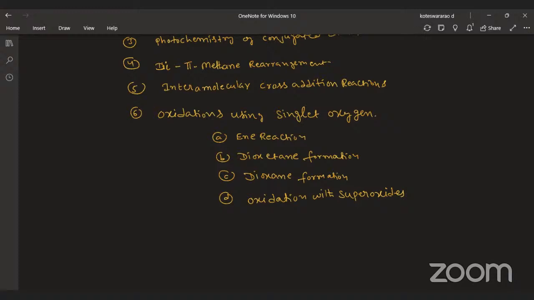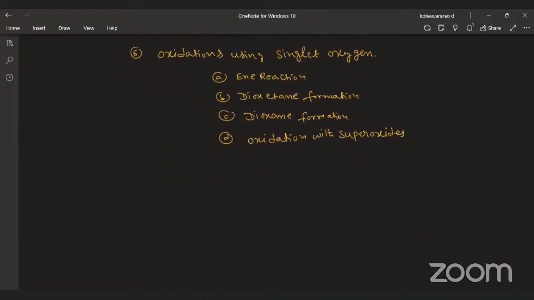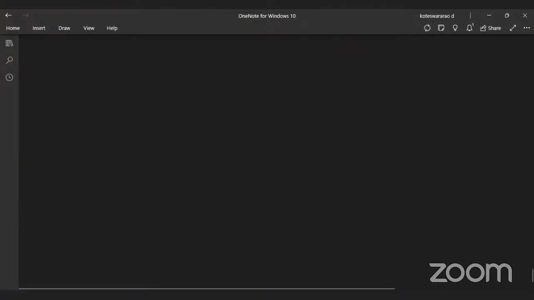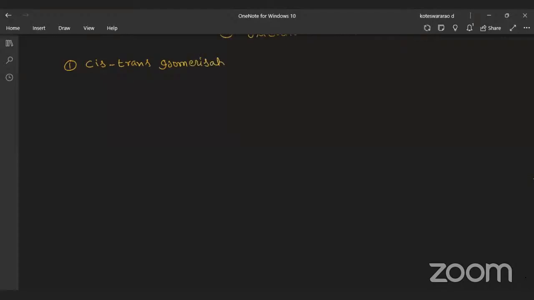Now, coming to the first important reaction, cis-trans isomerization of alkenes.